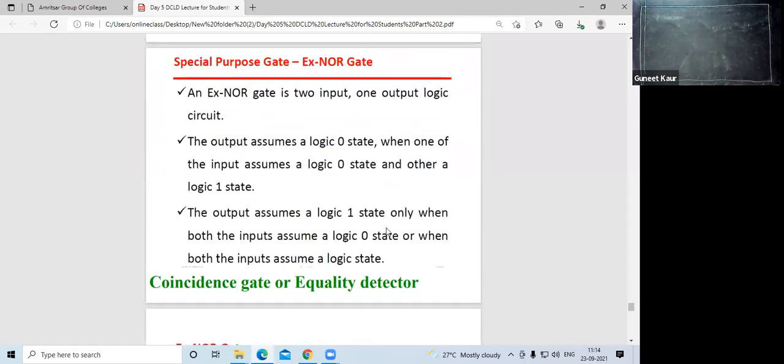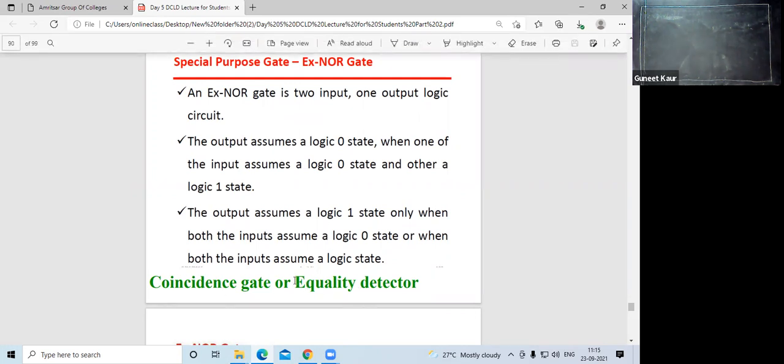Now come on to the next gate that is also under the category of your special purpose gate. This is your XNOR gate. Okay, this is also 2 input. Okay, this gate is coincidence gate because here we get the output as 1 if both the inputs are equal. Means in the case of 0 0 and in the case of 1 1, if both inputs are 0 0, both inputs are 1 1, then we will get the output as 1. So this is also known as your equality detector.